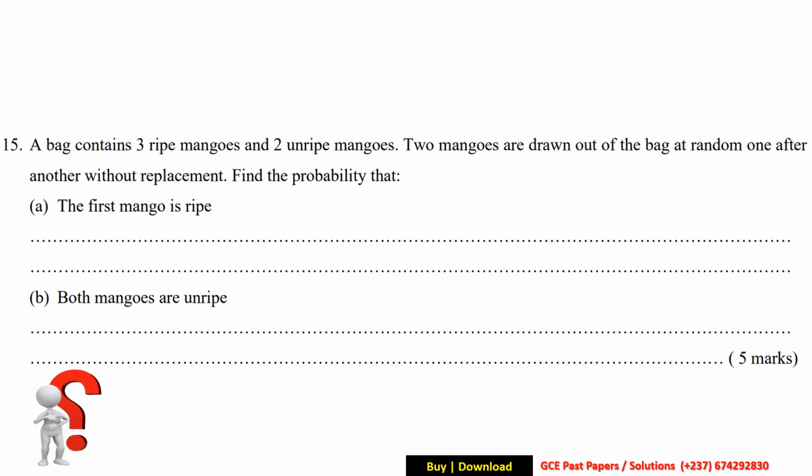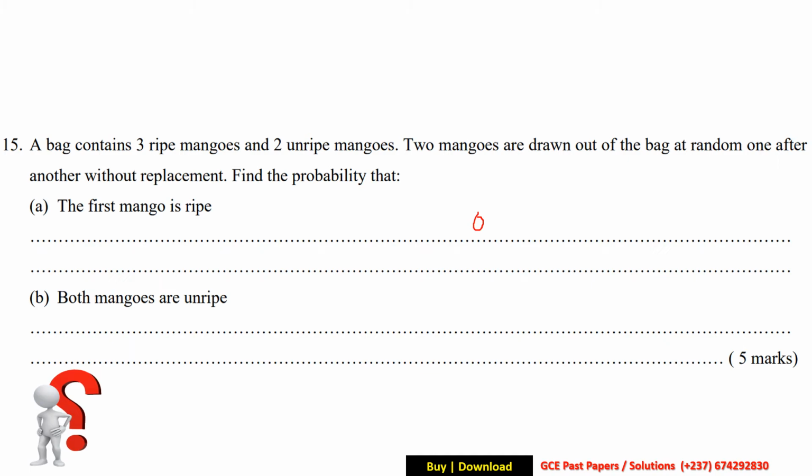Now, question number 15. A bag contains 3 ripe mangoes and 2 unripe mangoes. 2 mangoes are drawn out of the bag at random, one after the other, without replacement. Find the probability that the first mango is ripe. For these types of questions, I may advise you to draw a tree diagram so that you can really see. Okay, so this is the bag. Let me draw it here.